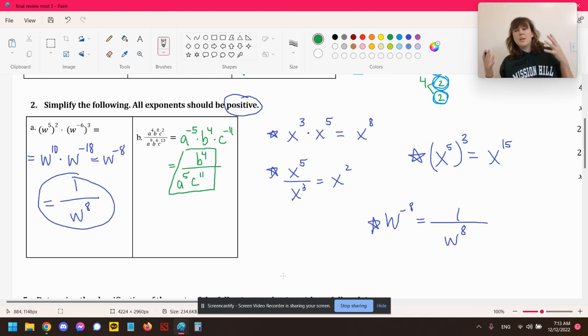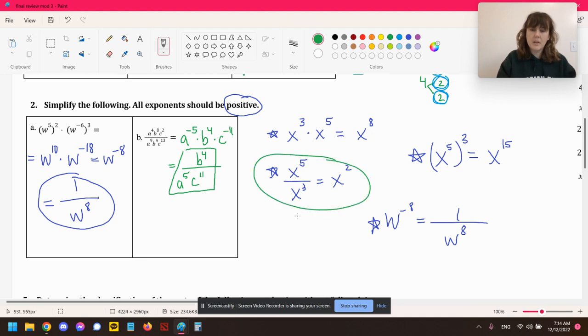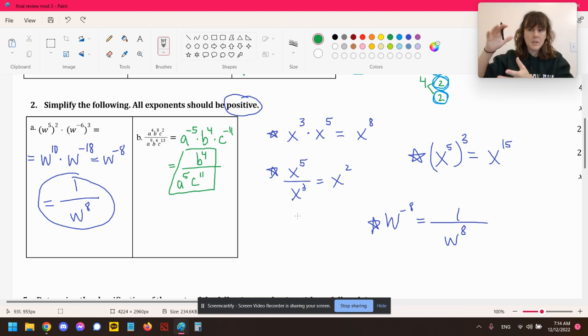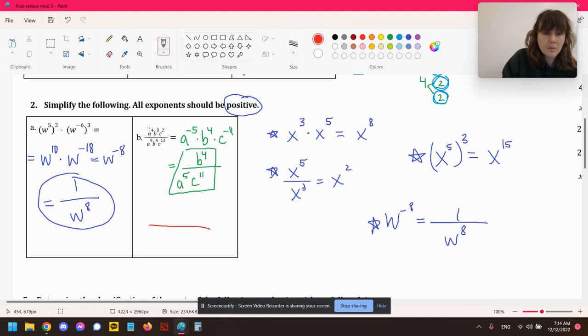This is the rule version. I said, oh, the rule is when I've got a base over the same base, that's why I did all the a's together, all the b's together, all the c's together, I can just subtract their exponents. The other way we could think about this is just by canceling. If I've got 4 a's on top and 9 a's on bottom, and I cancel 4 of them, I'm left over with 5, and they're all on the bottom.